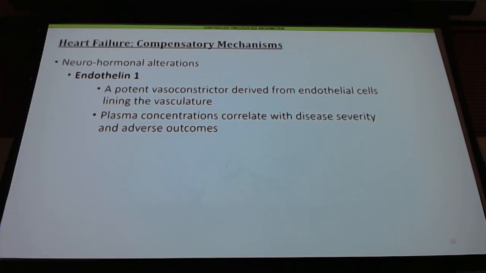But what does that do to the afterload? It's increasing it as well, and now I'm dropping my cardiac output even more. So we're trying to fix a very focused problem without actually considering the complications, the consequences of doing that action.